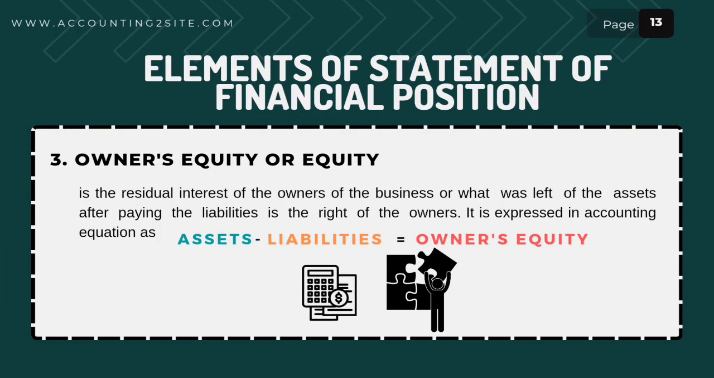Third and last element of the statement of financial position is owner's equity. Owner's equity is the residual interest of the owners of the business, or what was left of the assets after paying the liabilities, which is the right of the owners. It is expressed in the accounting equation as assets minus liabilities equals owner's equity.